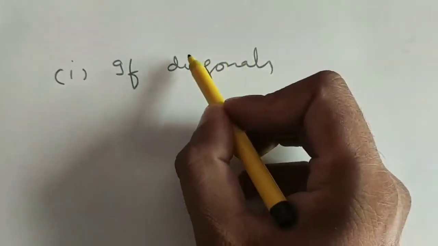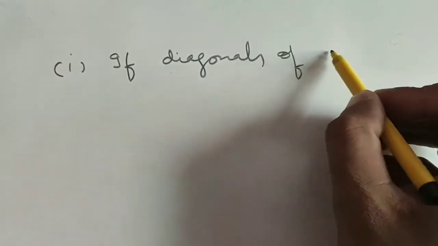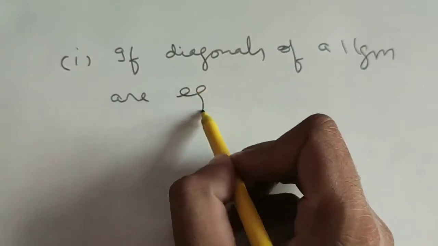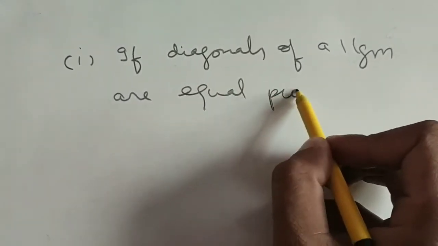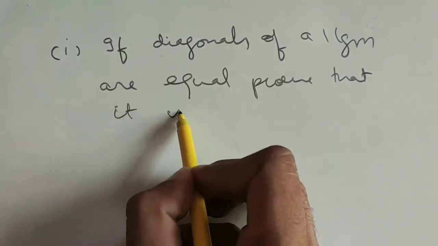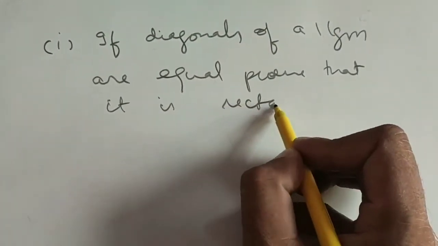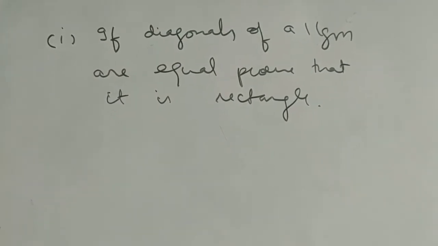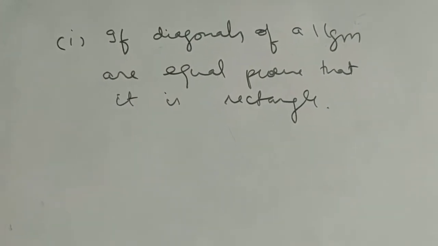if diagonals of a parallelogram are equal, prove that it is a rectangle. The diagonals of a parallelogram are equal, we need to prove that it is a rectangle.